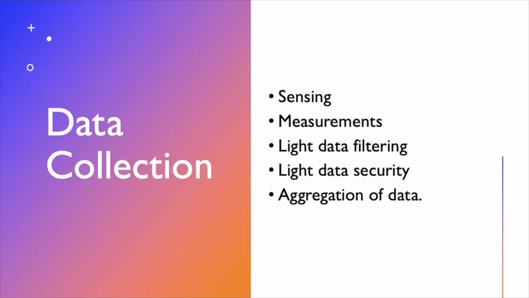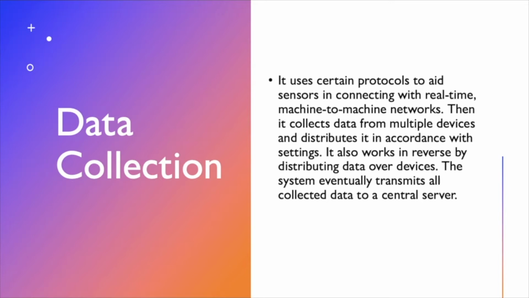Next is data collection. Data collection is software that manages sensing, measurements, light data, filtering, light data security, and aggregation of data. It uses certain protocols to aid sensors in connecting with real-time machines to do machine work. Then it collects data from multiple devices and distributes it in accordance with settings. It also works in reverse by distributing data over devices. The system eventually transmits all collected data to a control server.